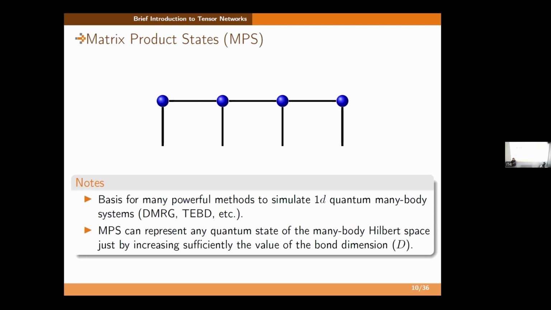So in general, MPS, also known as tensor train in the mathematical community, are the basis for many powerful algorithms for one-dimensional quantum many-body systems. For example, DMRG, that is density matrix renormalization group, and time evolution, TEBD, I forgot how this shortcut works, but they're really useful. And what is important, MPS are dense. What does it mean? That with sufficiently high bond dimension, it can represent exactly any state of the many-body Hilbert space, which is a really useful property, and maybe one of the reasons why it's so powerful and the basis of so many methods.